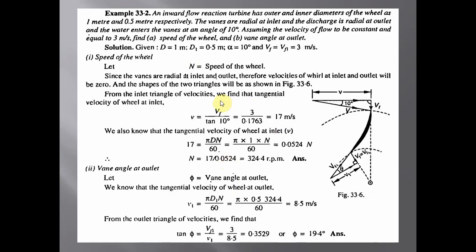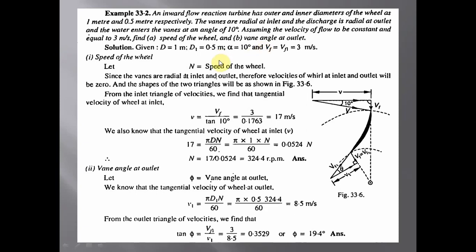Okay. So, first one. An inward flow reaction turbine has an outer and inner diameter of 1 meter and 0.5 meter respectively. The vanes are radial at inlet and discharge is radial at outlet, and the water enters the vane at an angle of 10 degrees. Assume the velocity of the flow to be constant, equal to 3 meters per second. Find the speed of the wheel and vane angle at outlet.